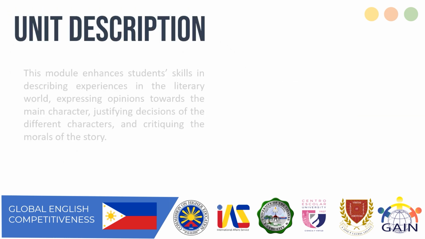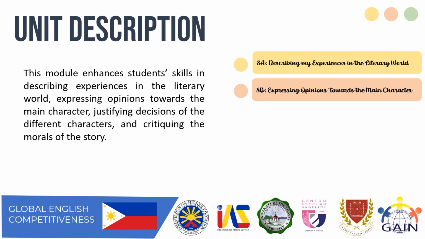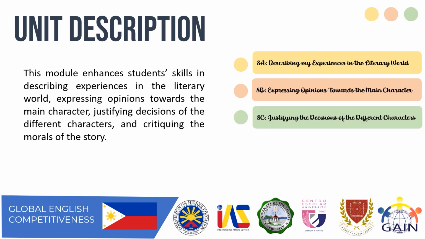Here's a brief unit description for Unit 8. This module enhances student skills in describing experiences in the literary world, expressing opinions towards the main character, justifying decisions of the different characters, and critiquing the morals of the story. In order to achieve these, we have broken down the unit into four lessons which are entitled 8A, Describing My Experiences in the Literary World, 8B, Expressing Opinions Towards the Main Character, 8C, Justifying the Decisions of the Different Characters, and 8D, Critiquing the Morals of the Story.